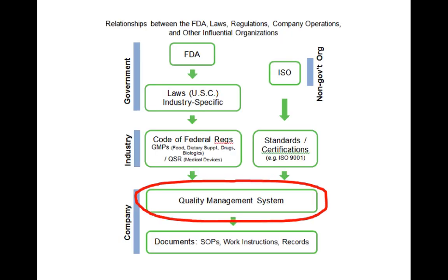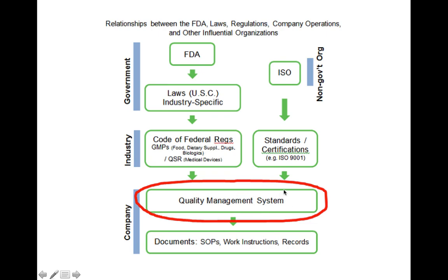Now, with respect to the QMS system, you can see here with the FDA, it is required using the Code of the USC Law 21 and then the Code of Federal Regulations Title 21 require that you have a quality management system, right?